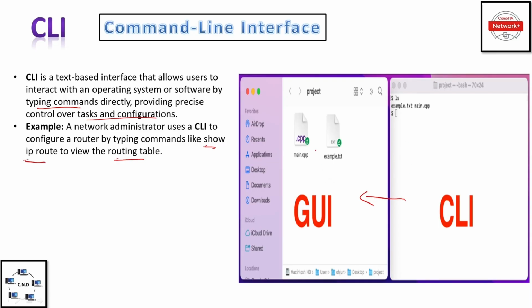In GUI, we use the application or operating system with the help of icons and clicks, while in the CLI, we do the same things using commands. For example, here we can see that the ls command shows us the files or the directories that are available in our current directory, while the same can also be done through the GUI.